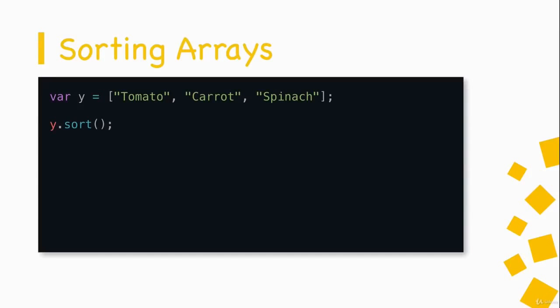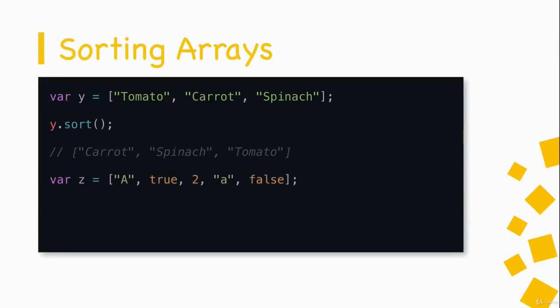Now we can use the y.sort method to sort the specific array from A to Z. And the result is first we have carrot, then we have spinach, and then we have tomato. So you can use the sort method on string-based values as well, and it will be sorted from A to Z in an ascending order.